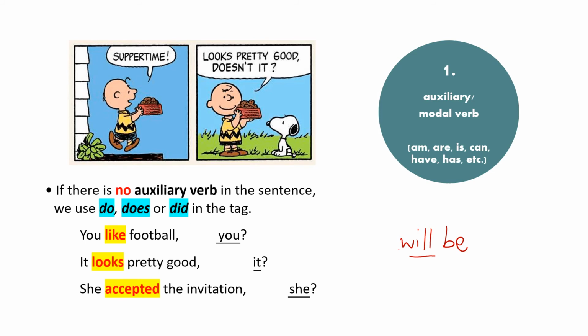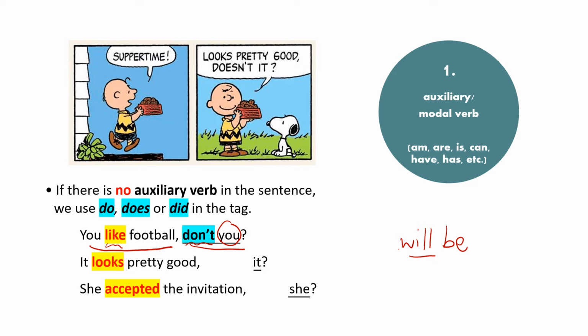If there's no auxiliary verb in a sentence, we use do, does, or did in the tag. For example, "you like football, don't you?" Observe that the first part is a positive statement. You like football. So we use a negative question tag. Like is in simple present tense. Therefore, we use the simple present tense don't. We do not use does because the pronoun following is you. You agrees with don't.